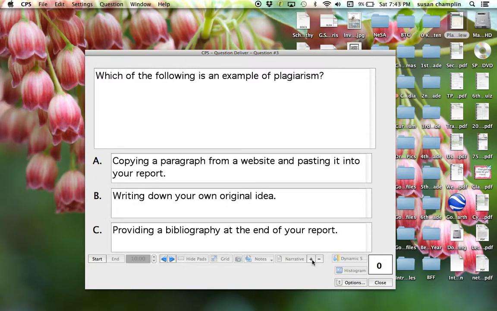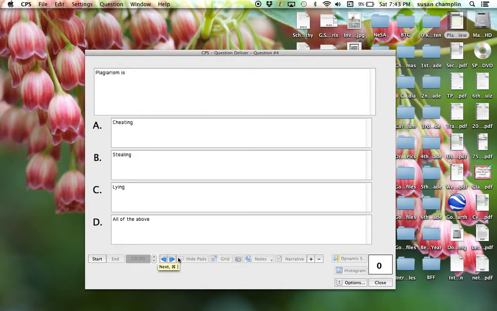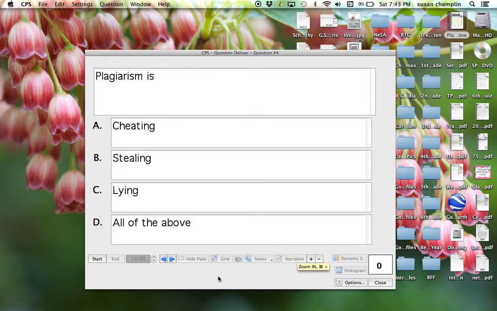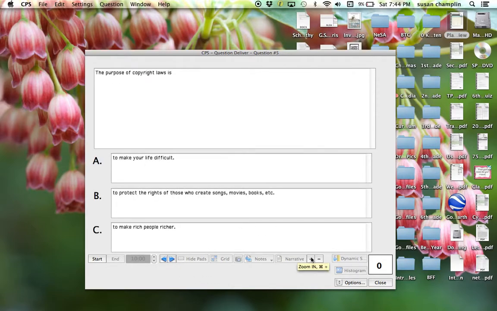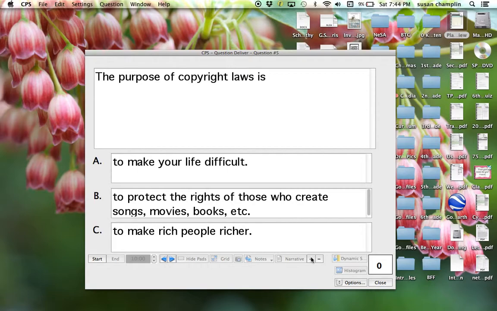Which of the following is an example of plagiarism? We did then talk just a little bit about the correct answer on that one. Definition of plagiarism. And then we moved into copyright.